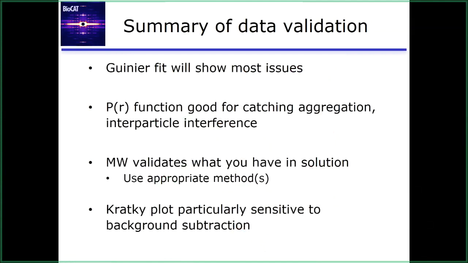Okay, so just to give you some summary bullet points you can refer back to if you're in a hurry. Summary for data validation. Guinier fit shows most of the issues, so always do your Guinier fit first. P of R function is good for catching aggregation and interparticle interference. The molecular weight is necessary to validate what you have in solution. Make sure you pick a method that is appropriate for your system, not the method that gives you the answer closest to what you want it to be. The Kratky plot is particularly sensitive to background subtraction.